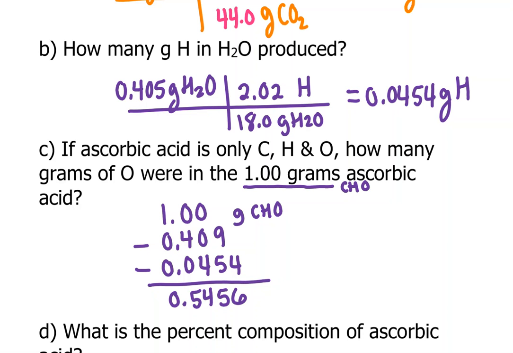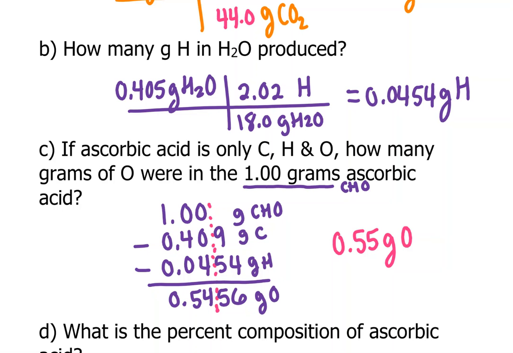And I really plugged this in my calculator, but I wanted to line it up and cut it off to show where the sig figs would go on your answer. And let me label this just so we're clear on what happened. This is the grams of carbon, and this is the grams of hydrogen. So we're left with the grams of oxygen.